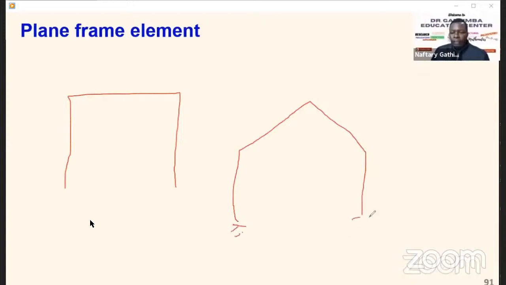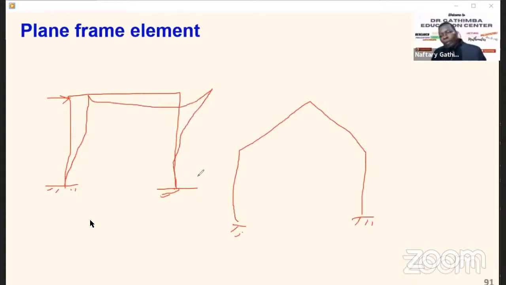I know you have analyzed sway frames, whereby we had the application of load here. And then you did the sway analysis in that case, and you could talk of the typical deformation mode being something like this. I know you know this kind of stuff. So we are going to conduct the same analysis of the frame, but now with the finite element approach.